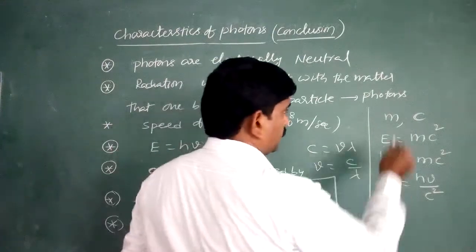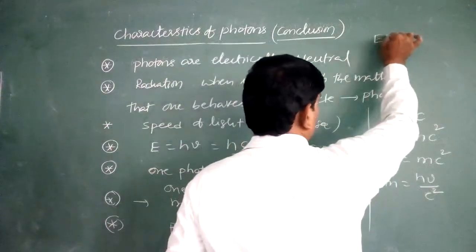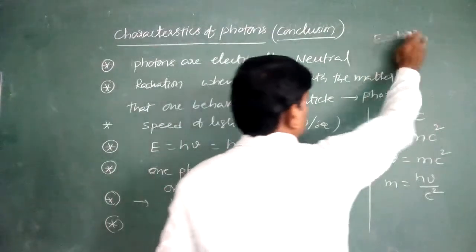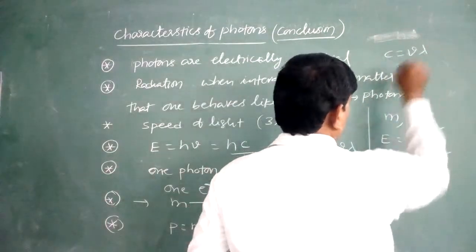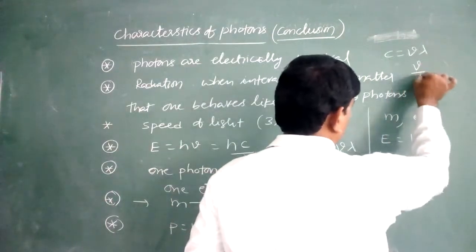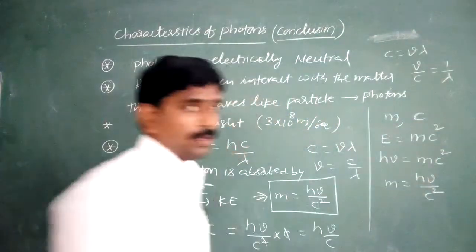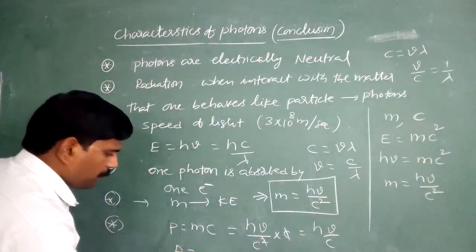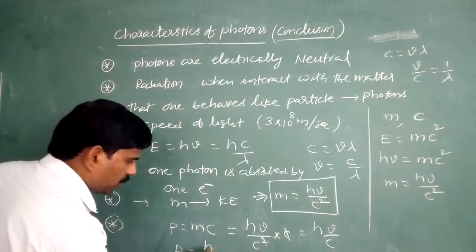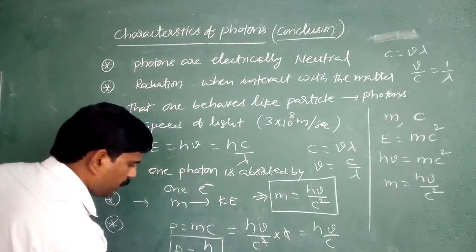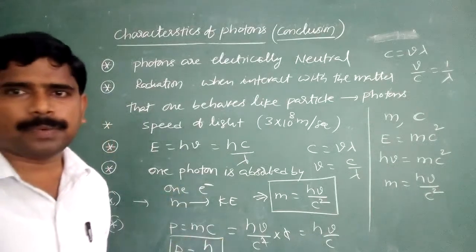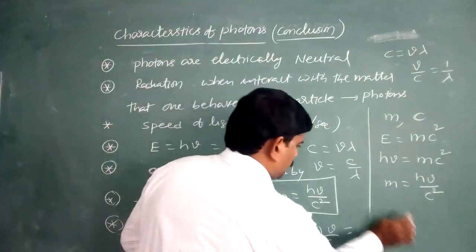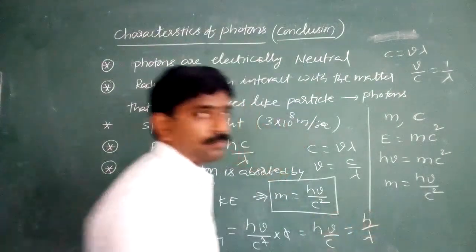But nu by c is equal to how much? Energy E is equal to h nu. C is equal to nu lambda. From this, nu by c is equal to 1 by lambda. Therefore, momentum P is equal to h by lambda.